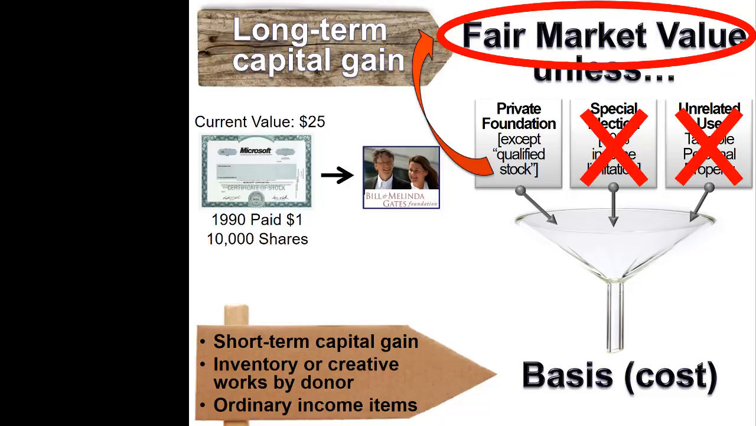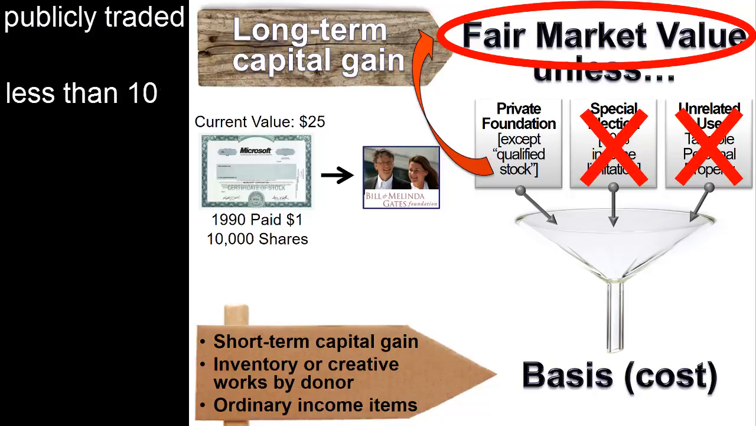Thus, the donor's deduction is $25 per share, that is $250,000, rather than $1 per share, that is $10,000. The property is qualified stock because it was publicly traded, meaning that market quotations are available, and because 10,000 shares is nowhere close to 10% ownership in the corporation, given that it has billions of shares.